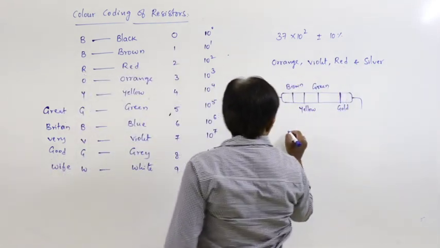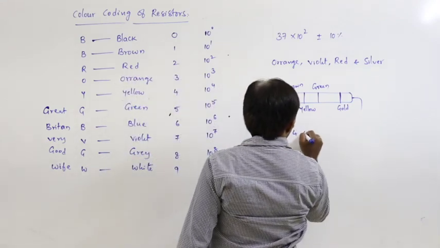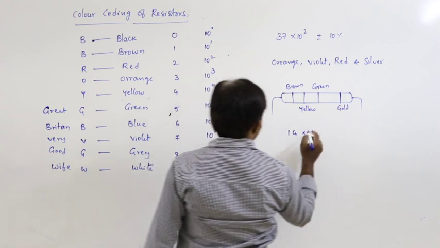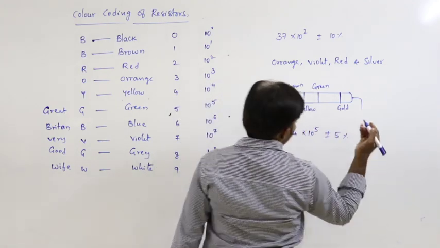Brown in the sense 1. Yellow 4. Green 10 power 5, so 14 into 10 power 5. Gold is plus or minus 5%.